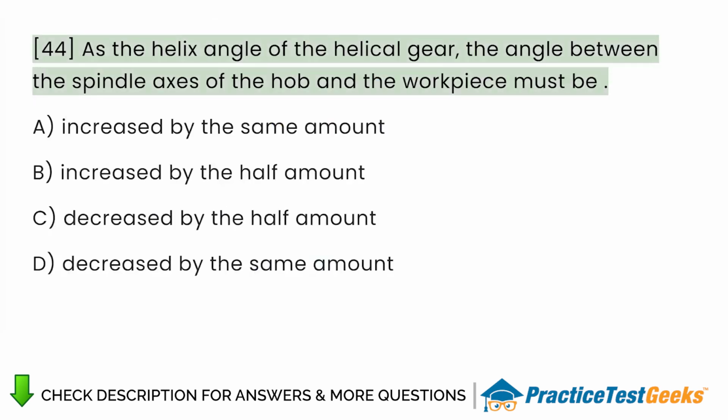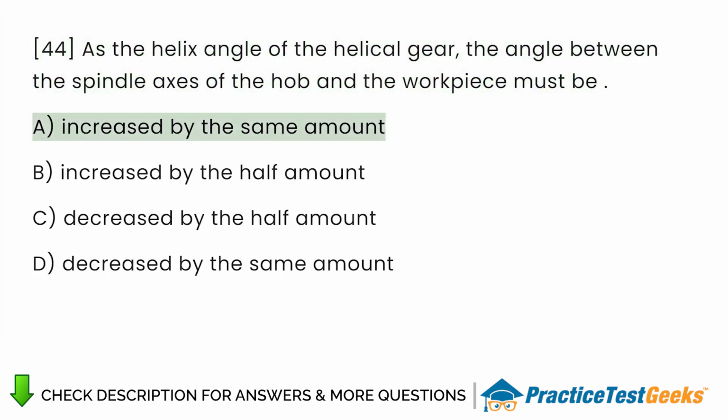As the helix angle of the helical gear increases, the angle between the spindle axis of the hob and the workpiece must be A. Increased by the same amount. B. Increased by the half amount. C. Decreased by the half amount. D. Decreased by the same amount.